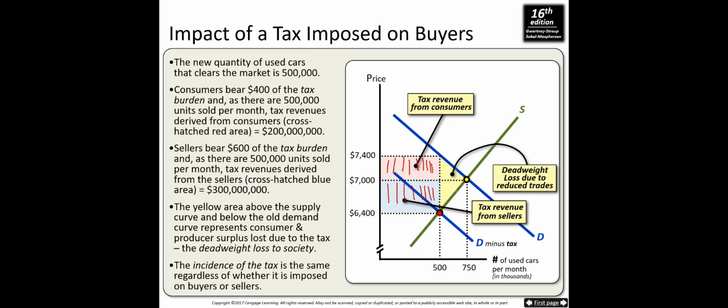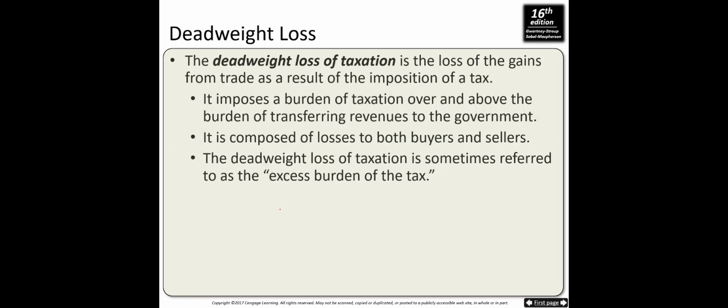The incidence of the tax is the same. This is the important part. The incidence of the tax, which represents who pays how much, is the same regardless of whether it's imposed on buyers or sellers. The deadweight loss of taxation is the loss of the gains from trade as a result of the imposition of a tax. It imposes a burden of taxation over and above the burden of transferring revenues to the government. It is composed of losses to both buyers and sellers. The deadweight loss of taxation is sometimes referred to as the excess burden of the tax.